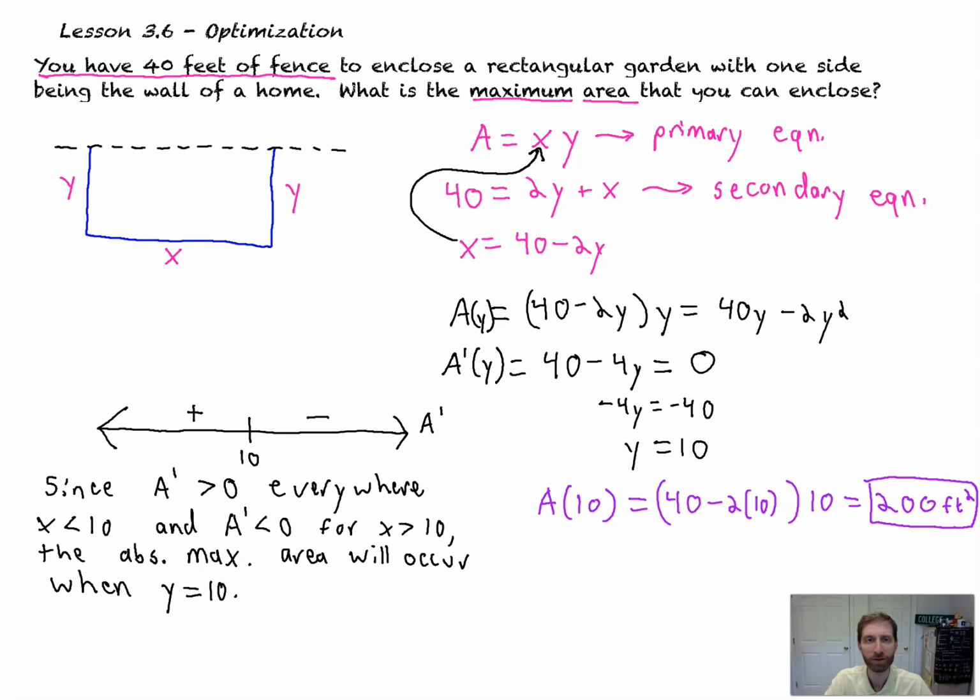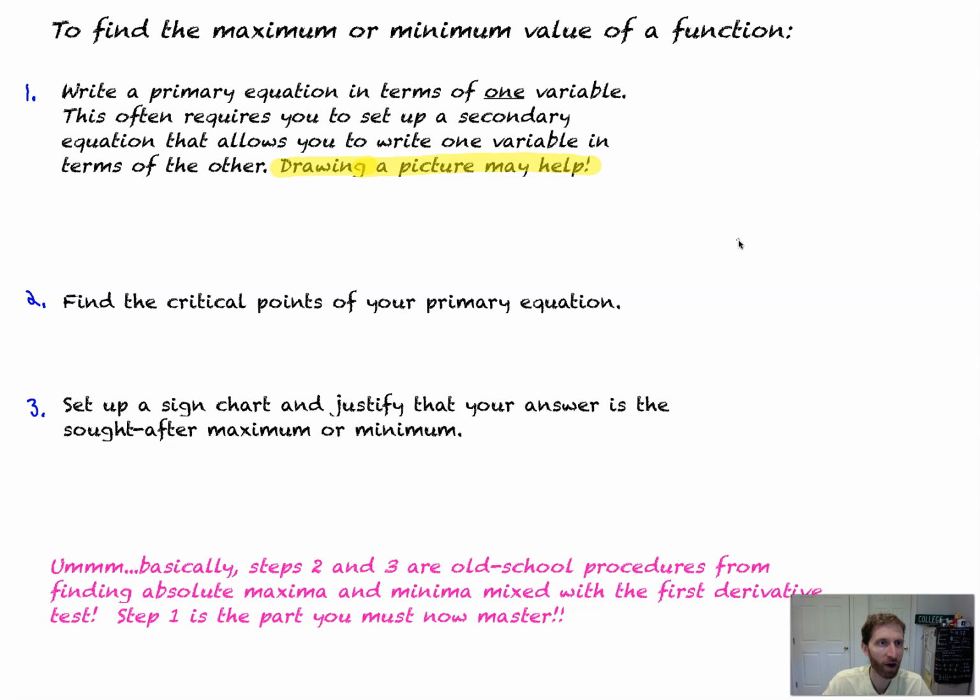Okay, so the general steps, what are they all about? I'm not a step person, but these steps will help if you are a step person. So to find the maximum or minimum value of a function, right, to optimize a problem, write a primary equation in terms of one variable. Sometimes you'll need that secondary equation, very often you will, that allows you to write one variable in terms of the other. We did that in the last problem. Sometimes, if you can draw a picture, that'll help. I would say most times that helps. Then it's all old school from there.